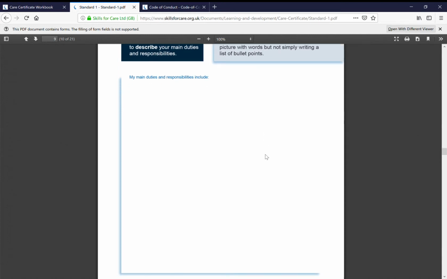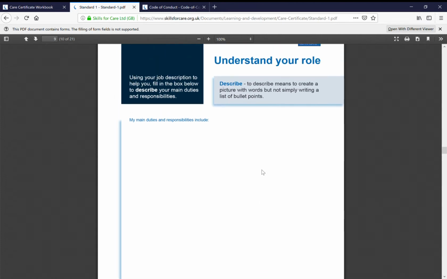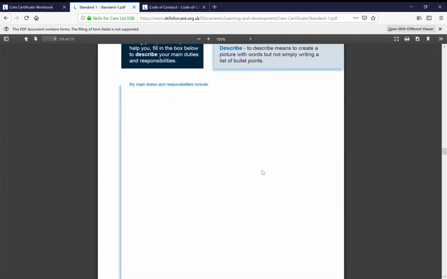You can also write some notes here, and as the Care Certificate is a live document, you can pop a copy of your job description in it as well. But you do need to write some information and show your understanding of what it is.